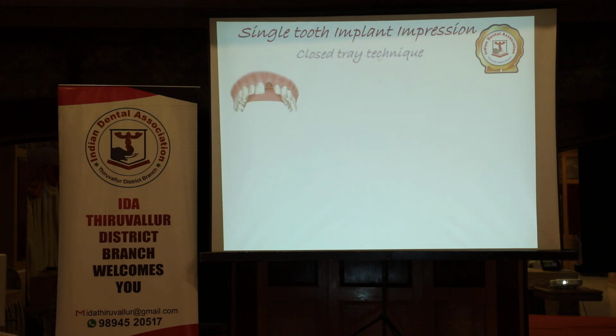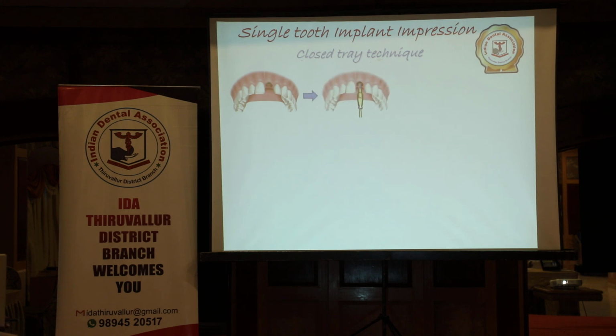For impressions, mostly for single tooth implants, we go for a closed tray technique. There are 2 basic techniques: one is the closed tray technique and the other is the open tray technique. Wherever multiple implants are there, you are supposed to go for an open tray technique. Whenever there is a single tooth, we can go for a closed tray technique. So how do we do it?